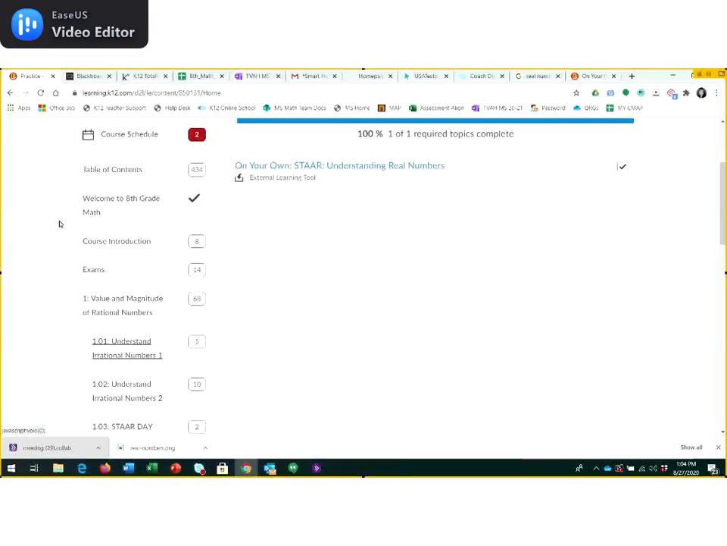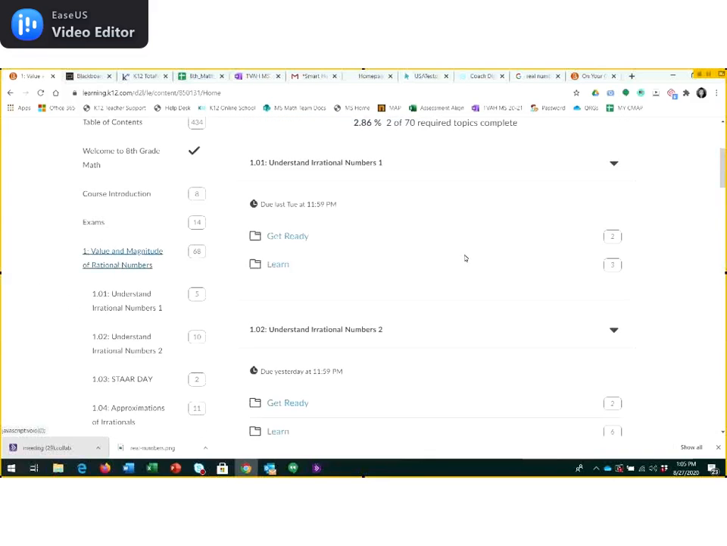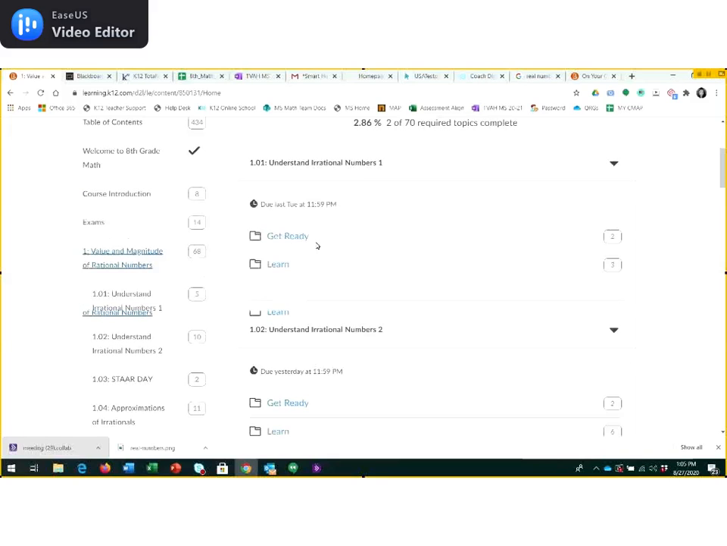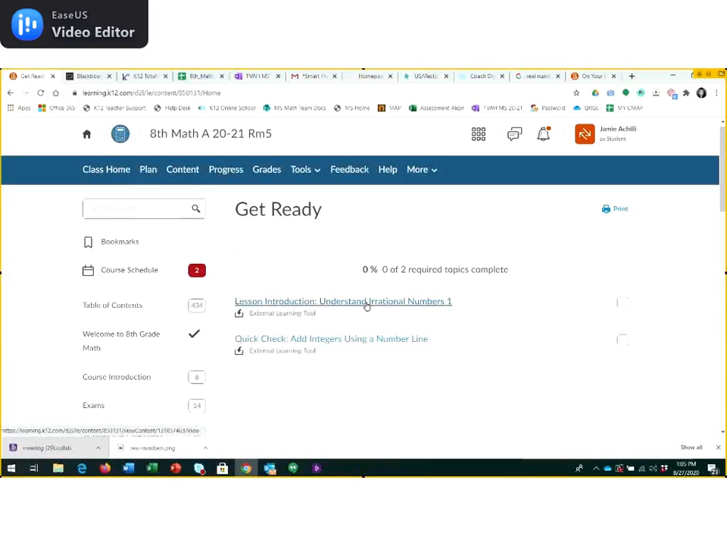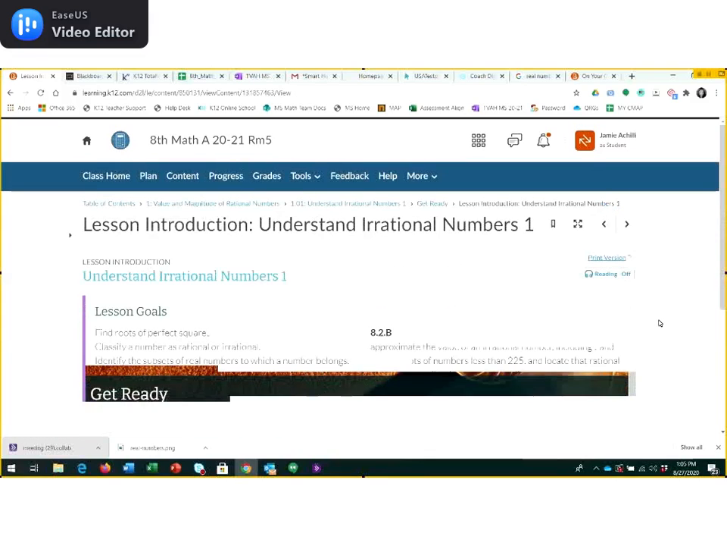So on the left-hand side, it shows you all of our units. And see, this matches up to your Coach notebook because real numbers is in that very first section of your workbook. So what I would do is click on 1, and that gives me a preview of everything that I need to get done in this unit. So there's a section called Get Ready and Learn for 1.01. I'll need to go through those, so I'll click Get Ready. I'll click the first link available. Miss Achilli, hold on, let everything load in between your clicks, please.